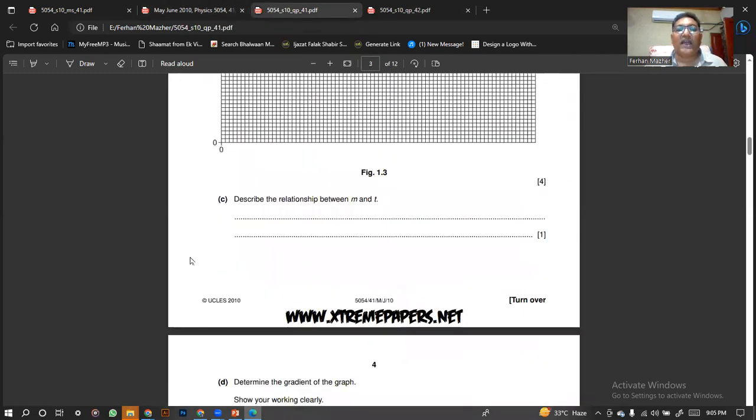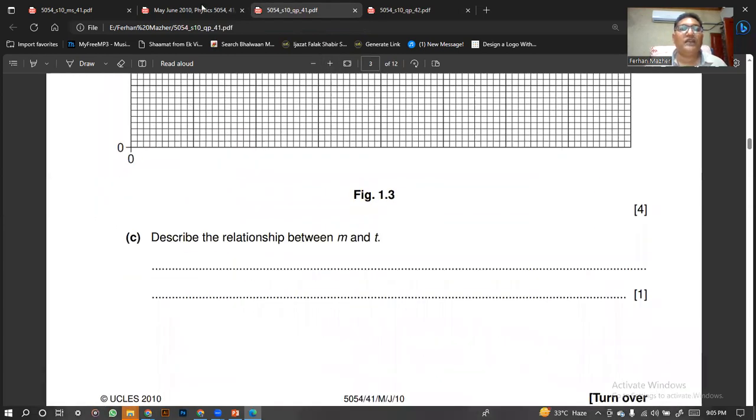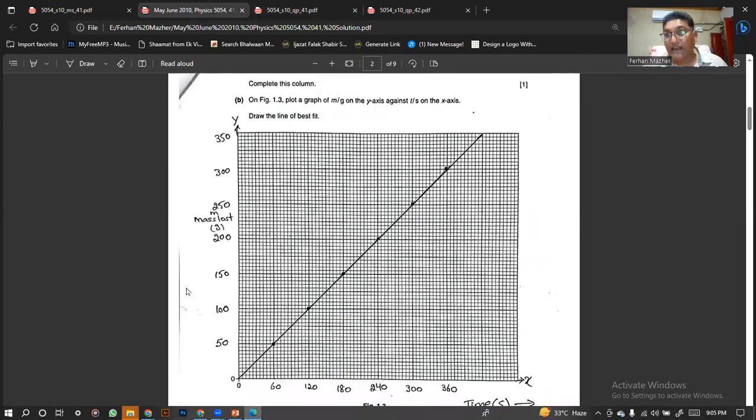Then he says, describe the relationship between m and the t. We have to describe the relationship between m and the t. And if you look at here, this graph is a straight line. It has a positive gradient, and it is passing through the origin. That means that the mass lost and the time, they are directly proportional to each other.